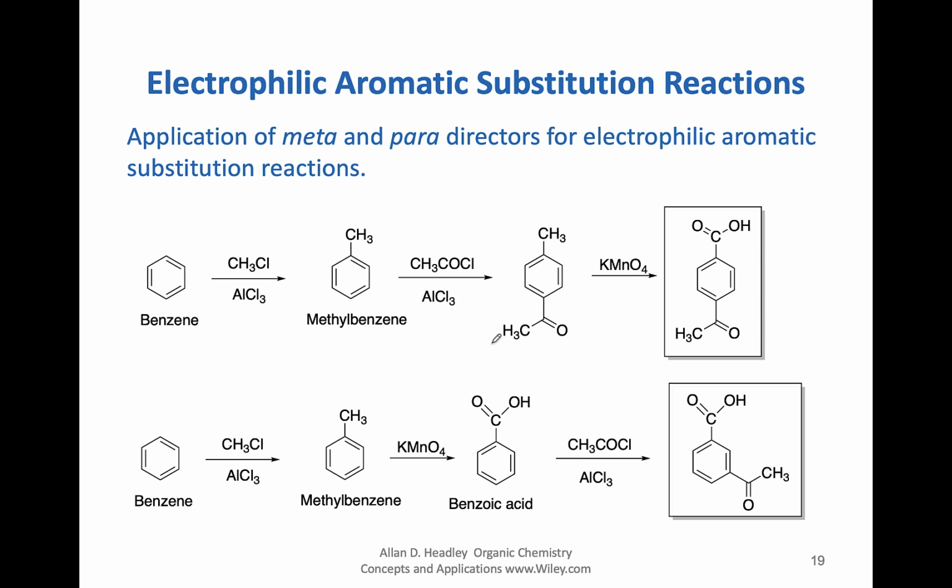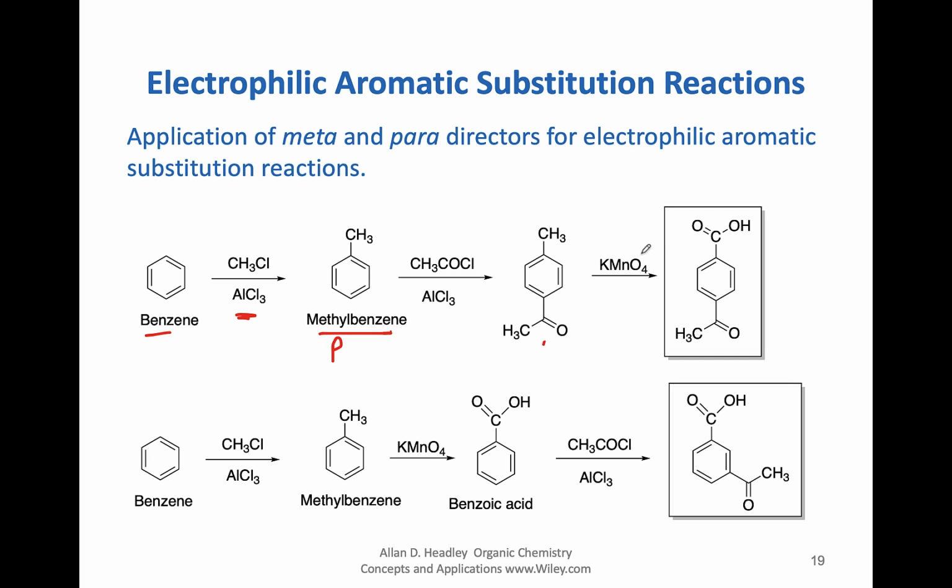Let us look at another example here for the application. So benzene, doing the Friedel Crafts alkylation, we get methyl benzene. This is now a para-director. Same reaction, give you this.